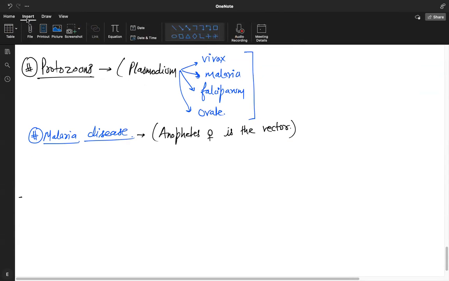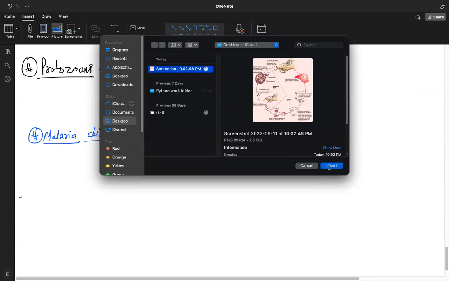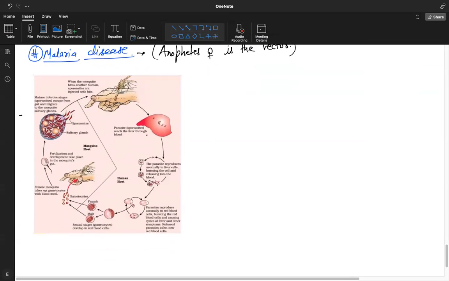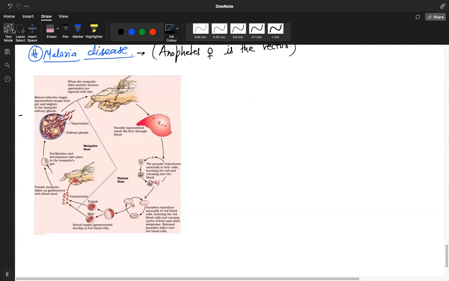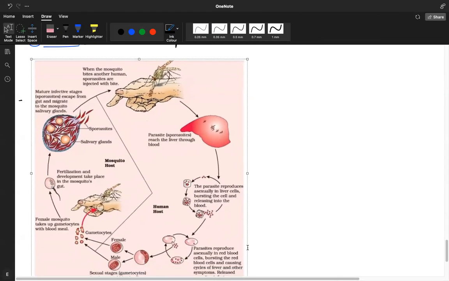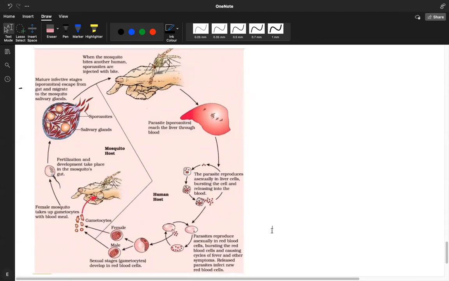Let me insert the image. Can you all see the image? Yes, sir. This is the image. You can also open it in your respective books and explain this image. Okay, very well. So pay attention.